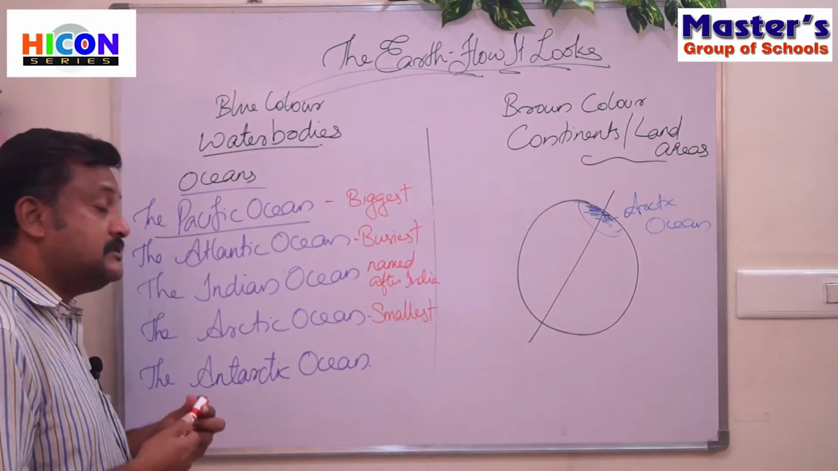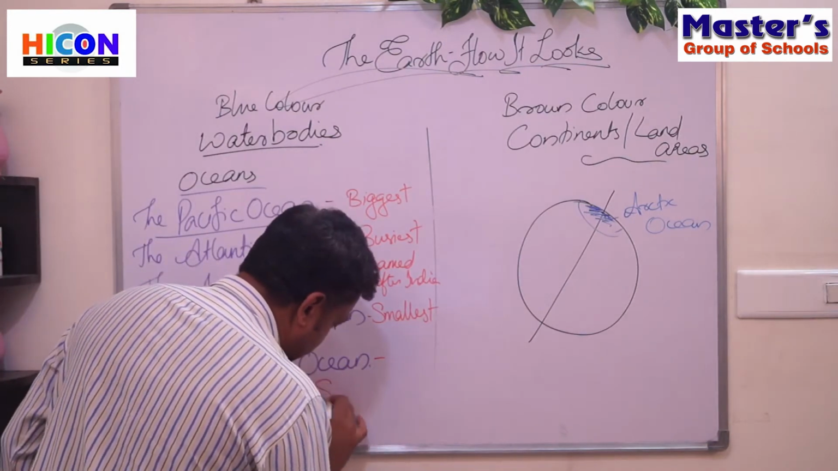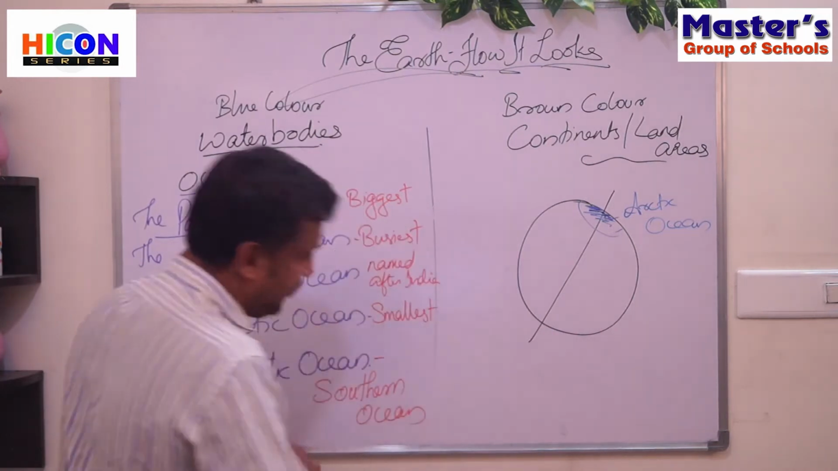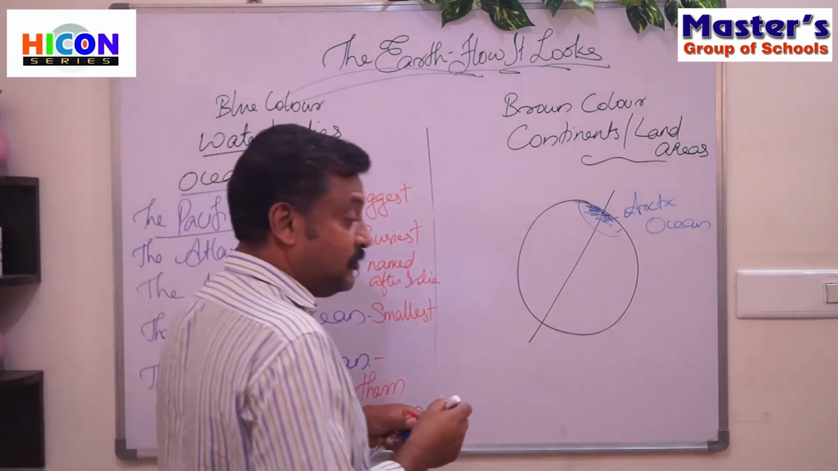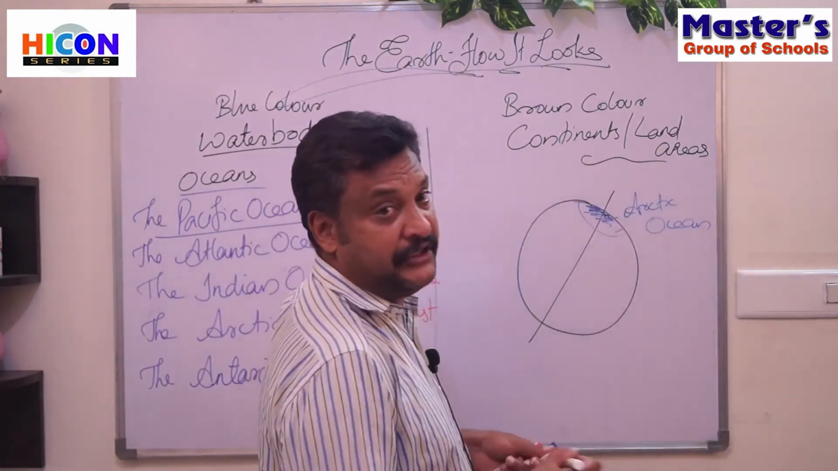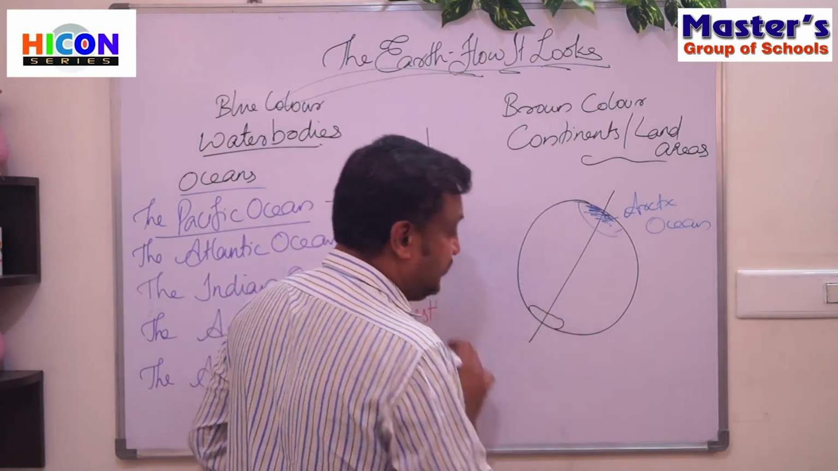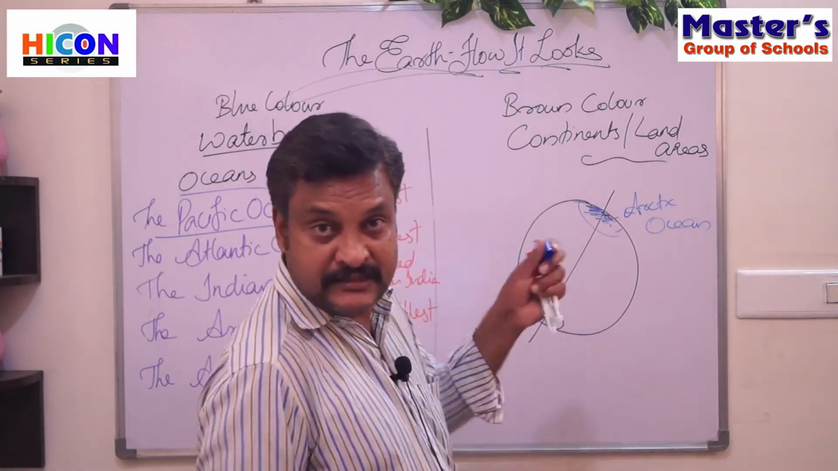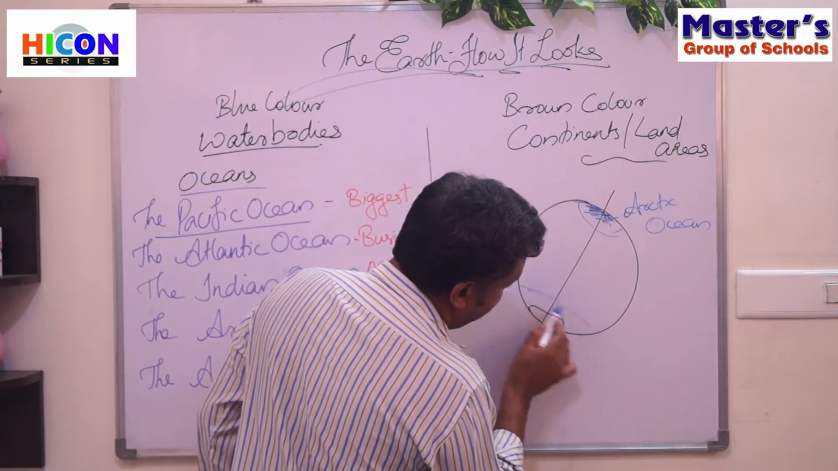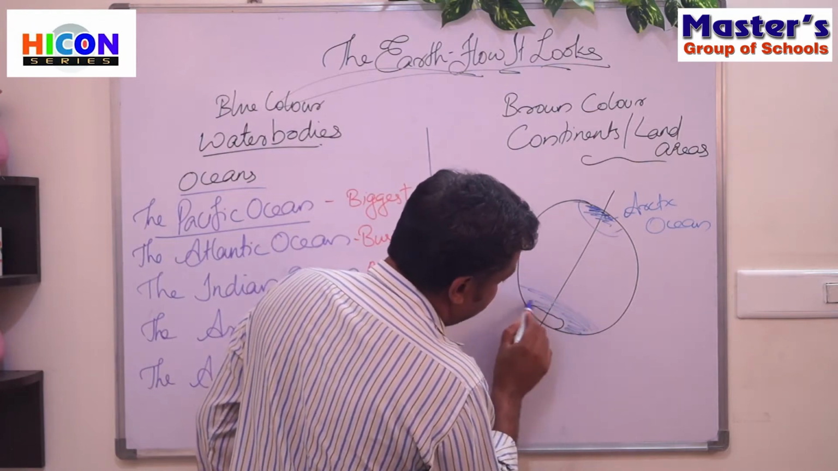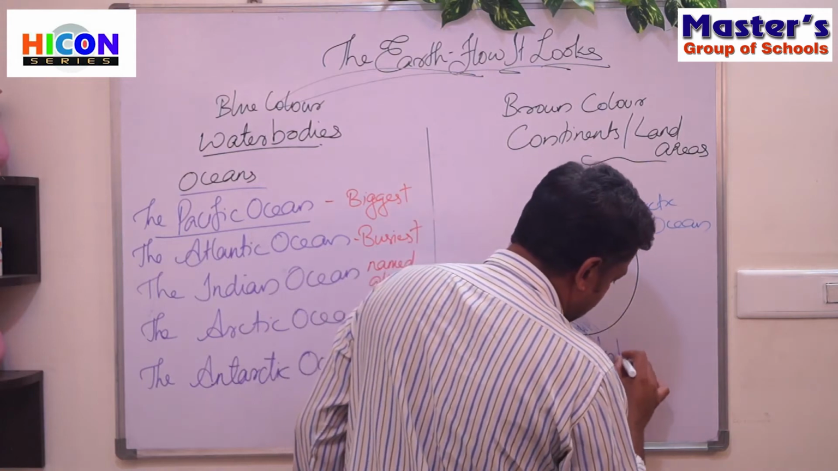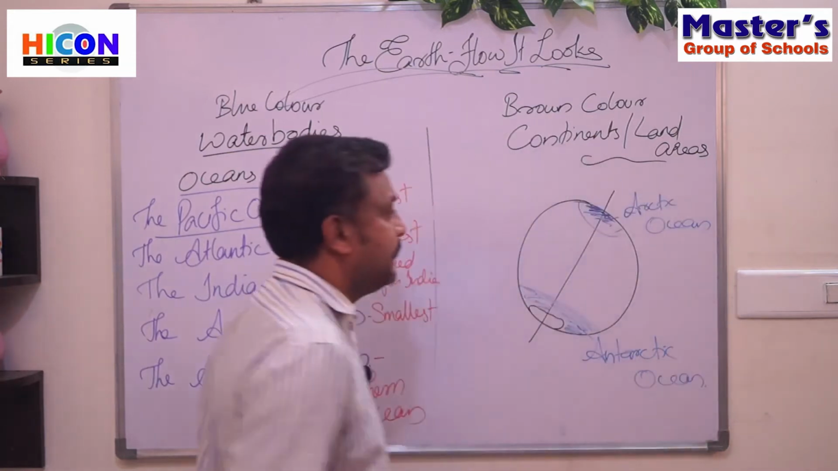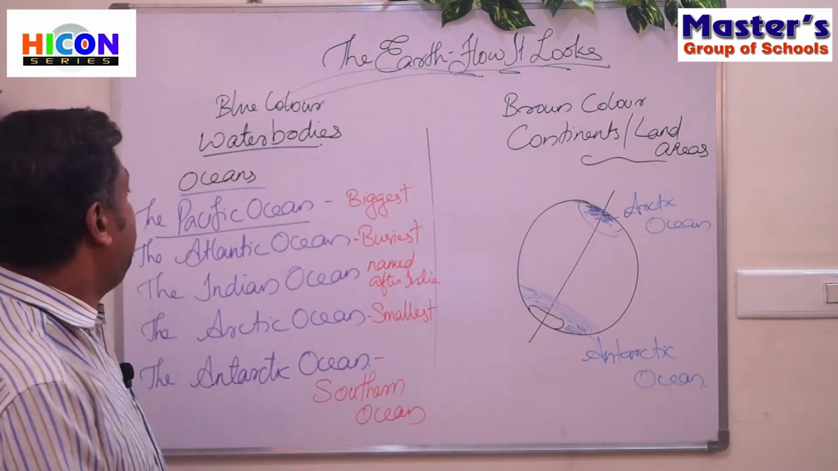And now we have the Antarctic Ocean. It is also known as the Southern Ocean. That is near the South Pole. In the South Pole, we have a continent here. This is Antarctica, a continent located at the southern part of the world. And here we have an ocean, and that is the Antarctic Ocean. Okay, so these are the 5 oceans.